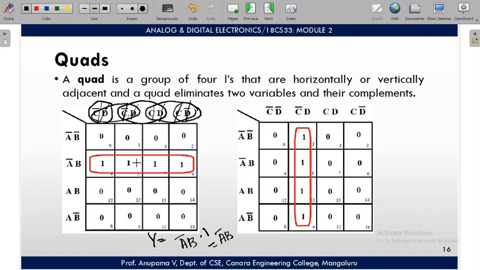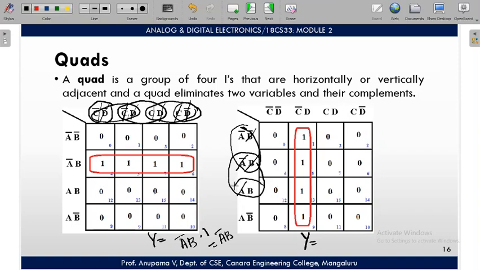We'll see one more example. Here I can find a quad which lies vertically in the cells 1, 5, 13 and 9. Now how to write the reduced form of the equation? Y is equal to, go to the respective column. In the first two terms I can see B changing its form from B bar to B, so it gets eliminated. If I see the next two terms, the variable A changes its form from A bar to A, so these two, A bar and A, get eliminated.